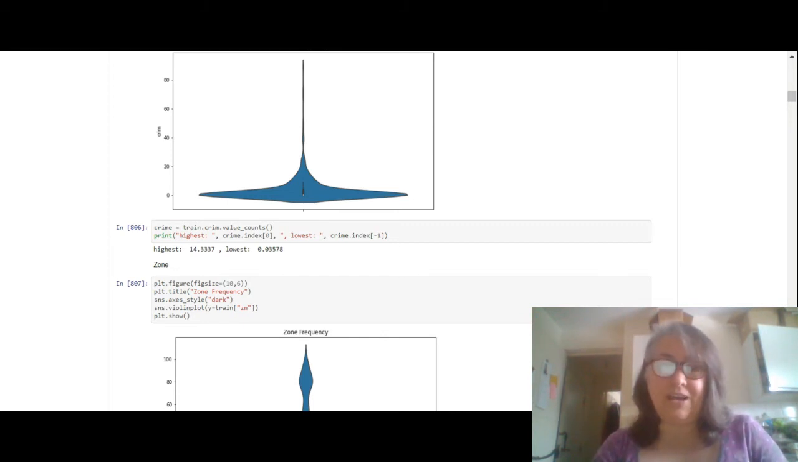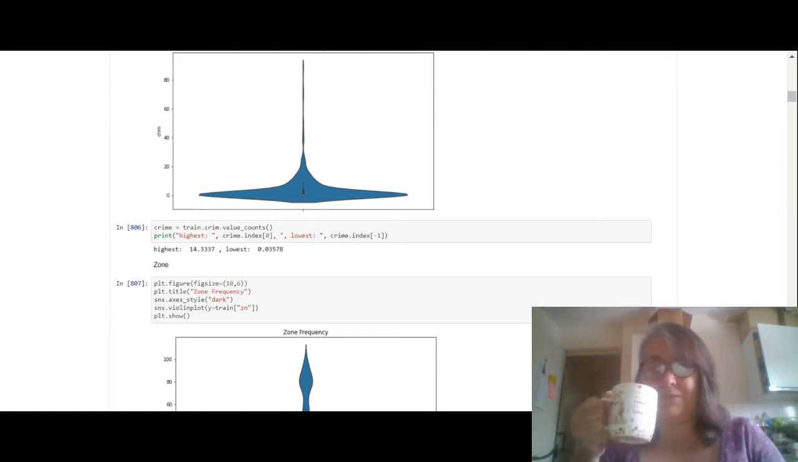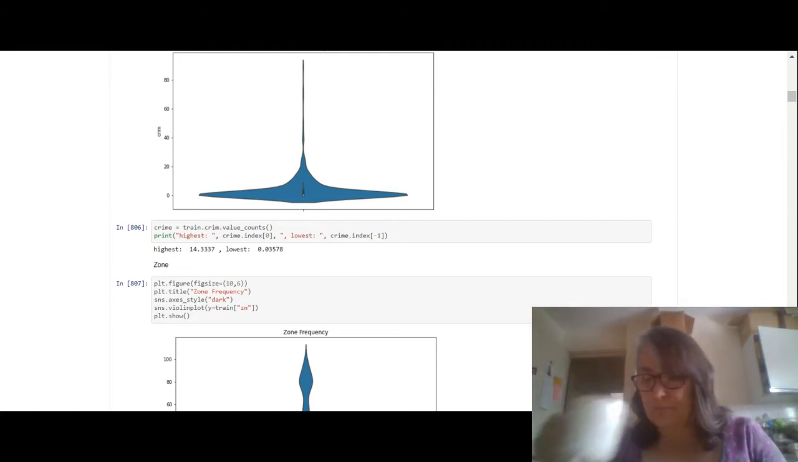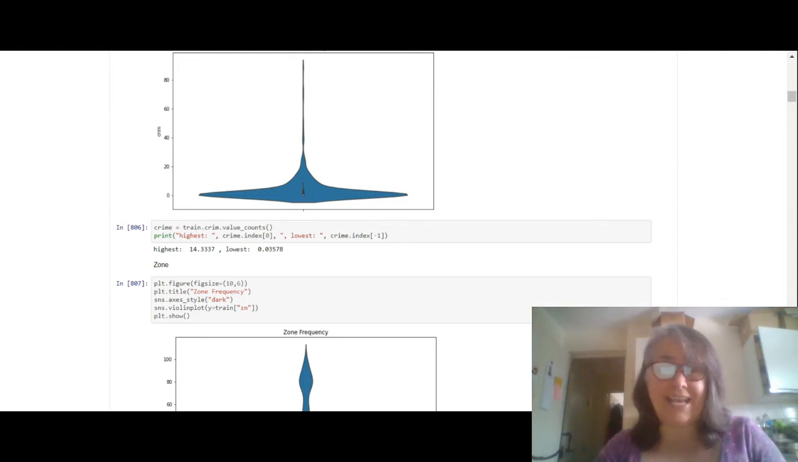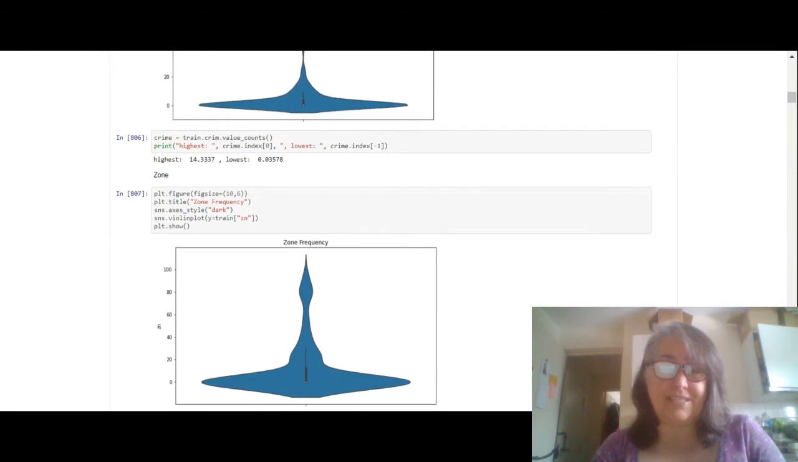And I looked that up. I got the code to look it up, and they say that that's the way they do it. So I didn't really have time to go through all 506 examples to see if it was true or not. So we just hope for the best.